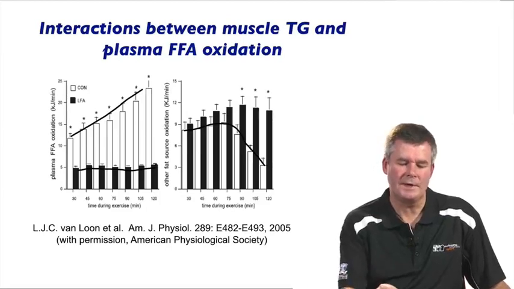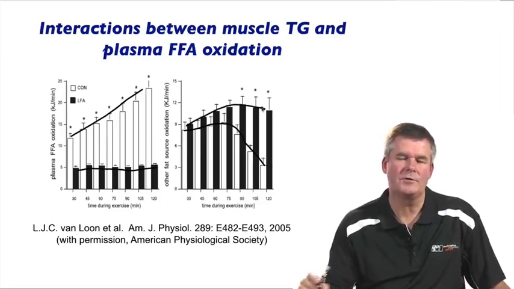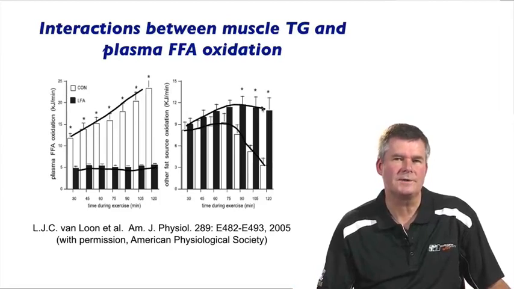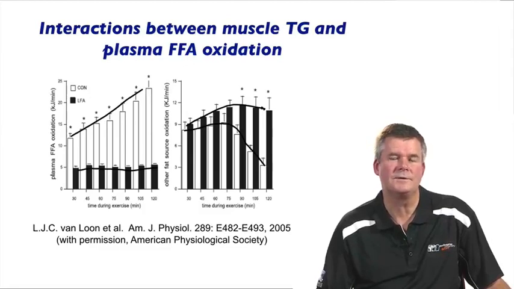And under those circumstances, you can see an increased reliance on the intramuscular triglyceride stores. I should add, under this condition of low free fatty acid availability, as I mentioned in the previous lecture, that will influence the rate of glycogen breakdown. So not only is there an increase in muscle triglyceride utilization, there's also an increase in muscle glycogen utilization under these conditions to compensate for the reduced plasma fatty acid availability.